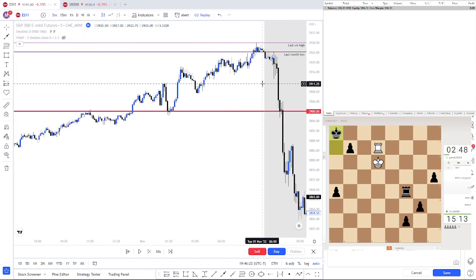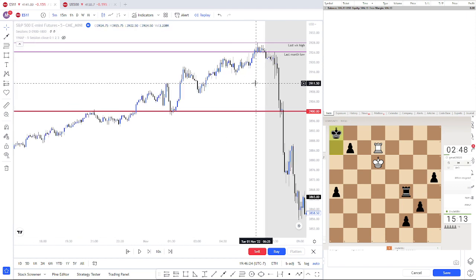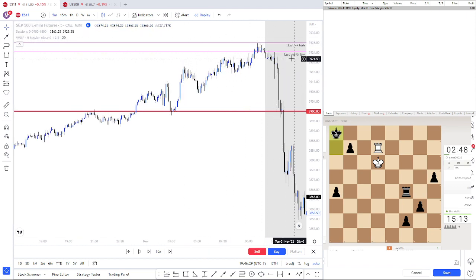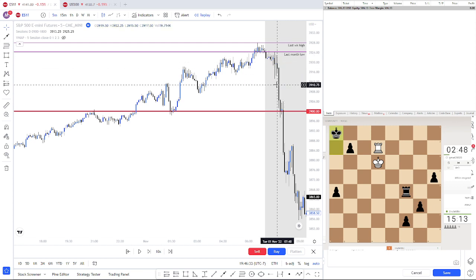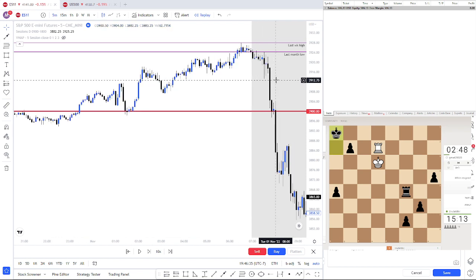So, if you came on the day, and you used the fact that there's a lot of resistance here to just go in short headlong, well, good for you. If you did not, well, there was no real short opportunity.